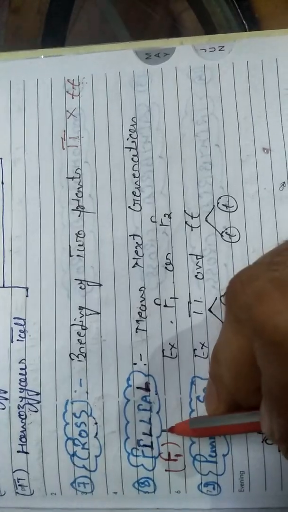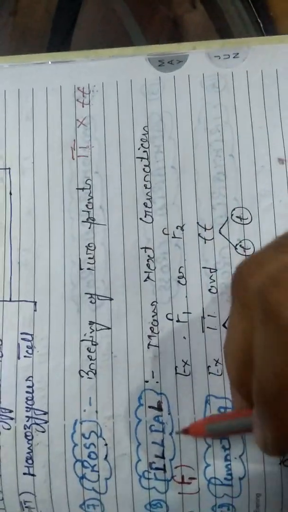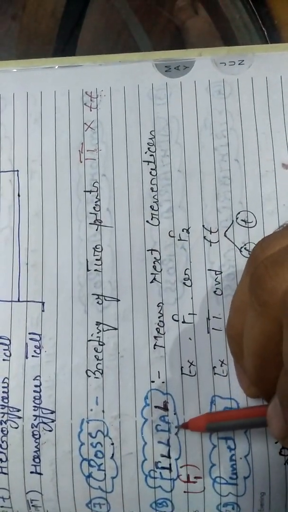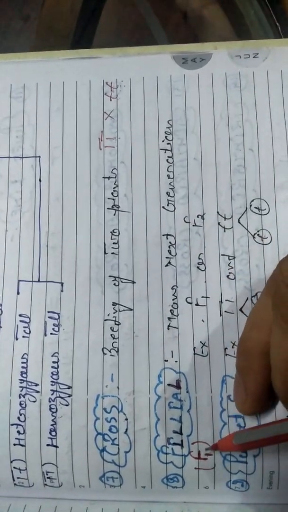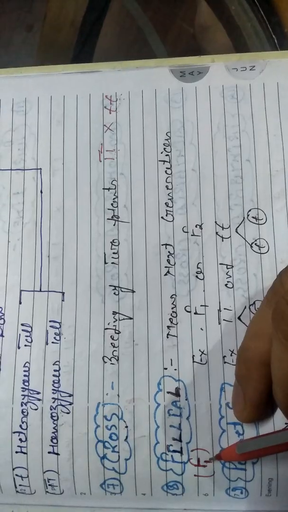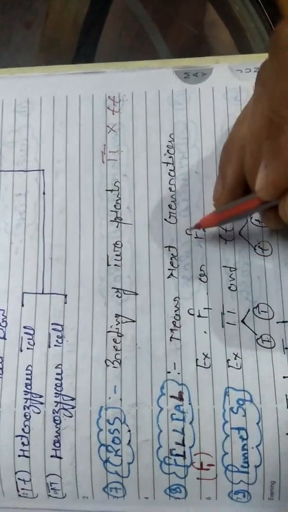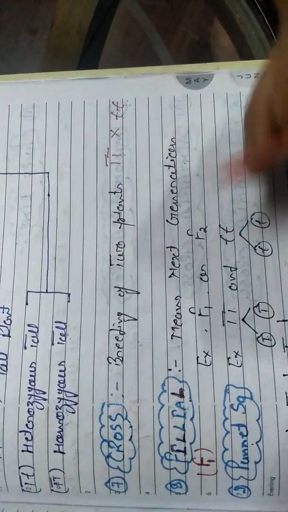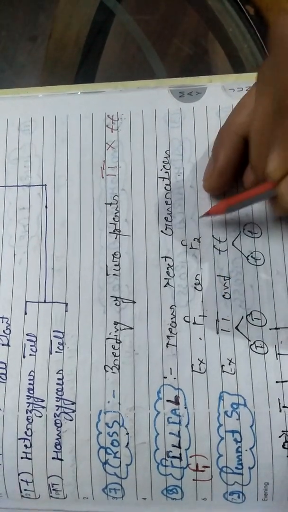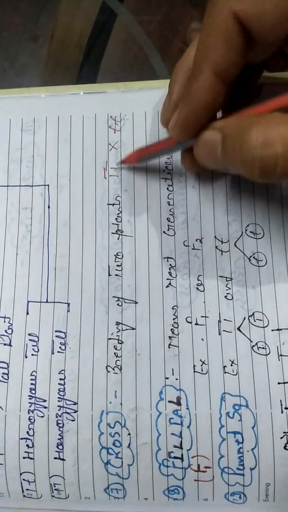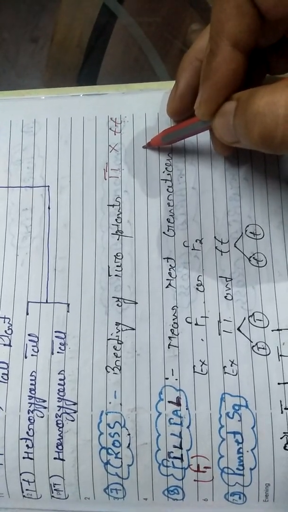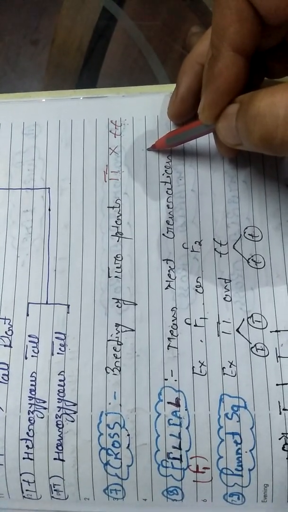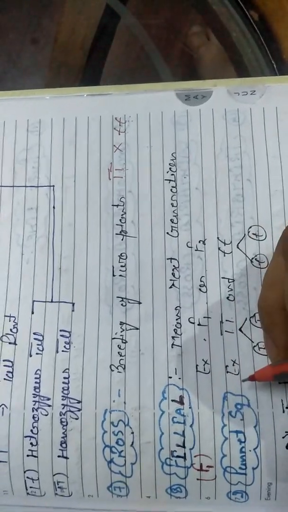Next is the important term filial, which is represented by F. Filial means the next generation. For example, it is represented by F1 and F2. Suppose whenever a cross takes place between two different types of plants, and after that the next generation comes, the next generation is F1, and F1 represents the filial, F1, F2, F3 and so on.